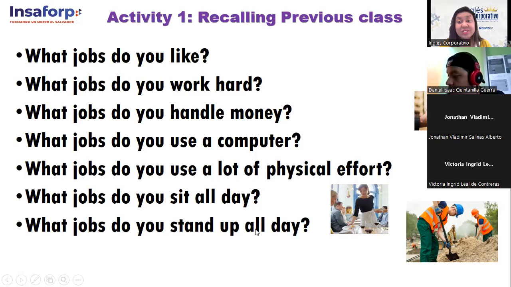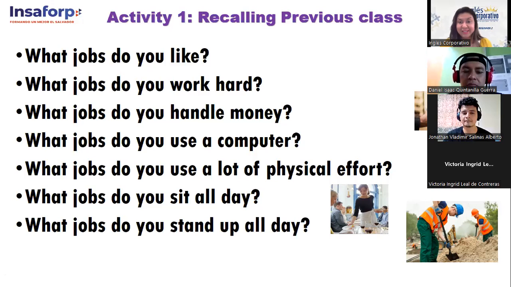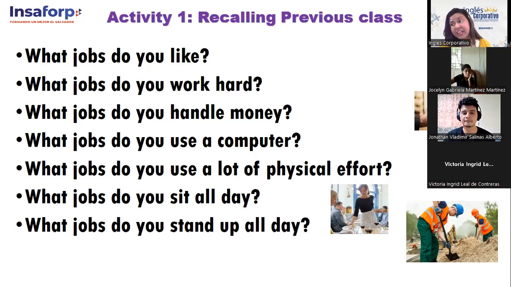What jobs do you stand up all day? You have to stand up. I mean, you cannot sit. Well, the doctor. Security, okay. Guardian. Maybe doctor, security guard, police officers. Police officers. Soldiers.